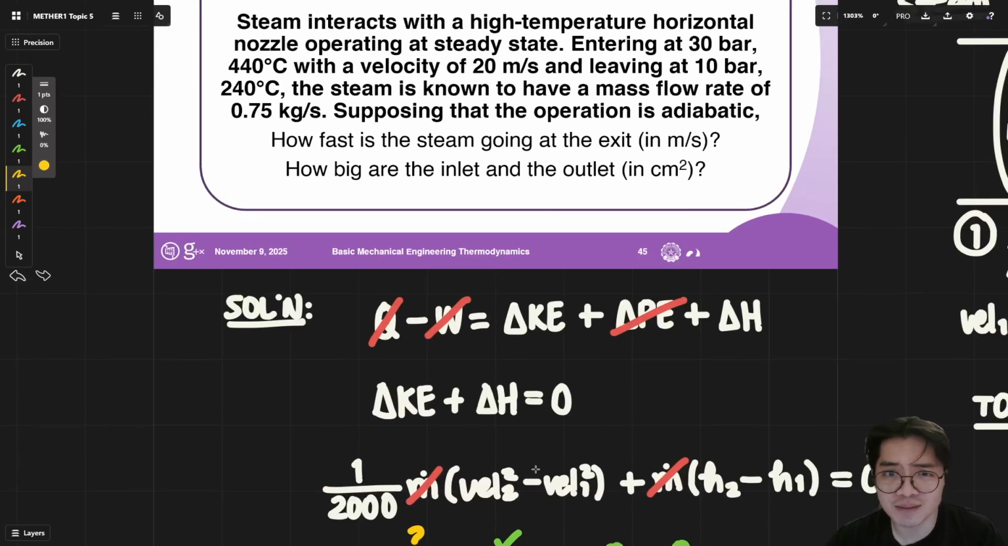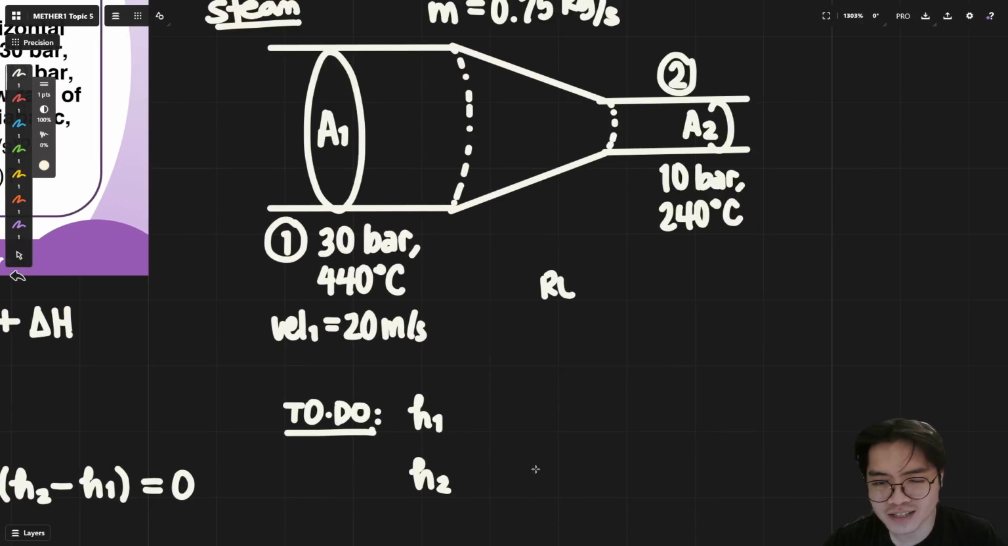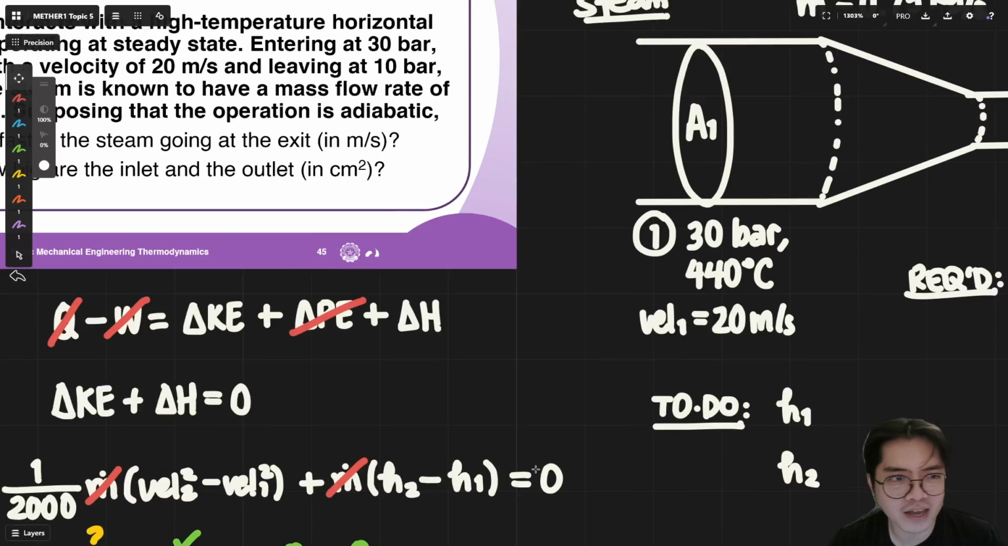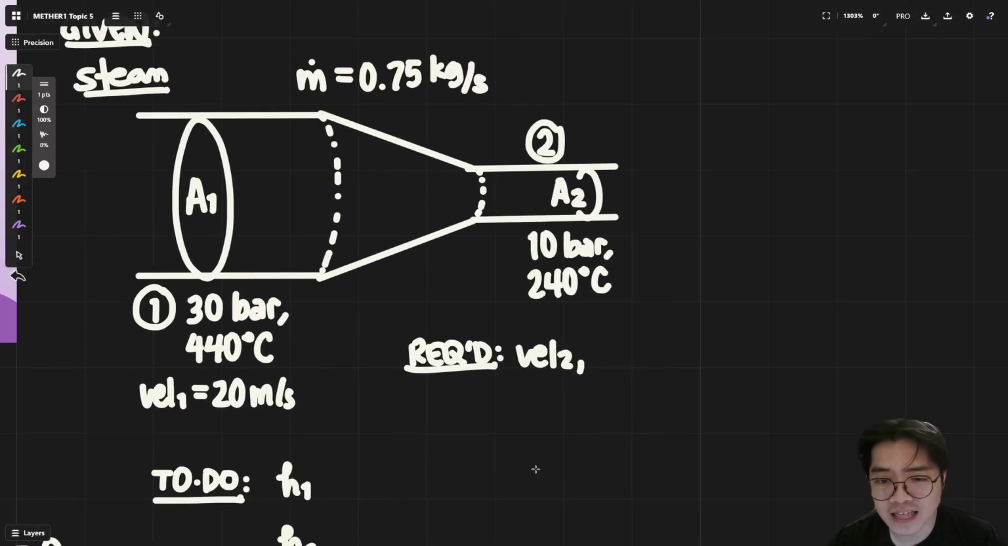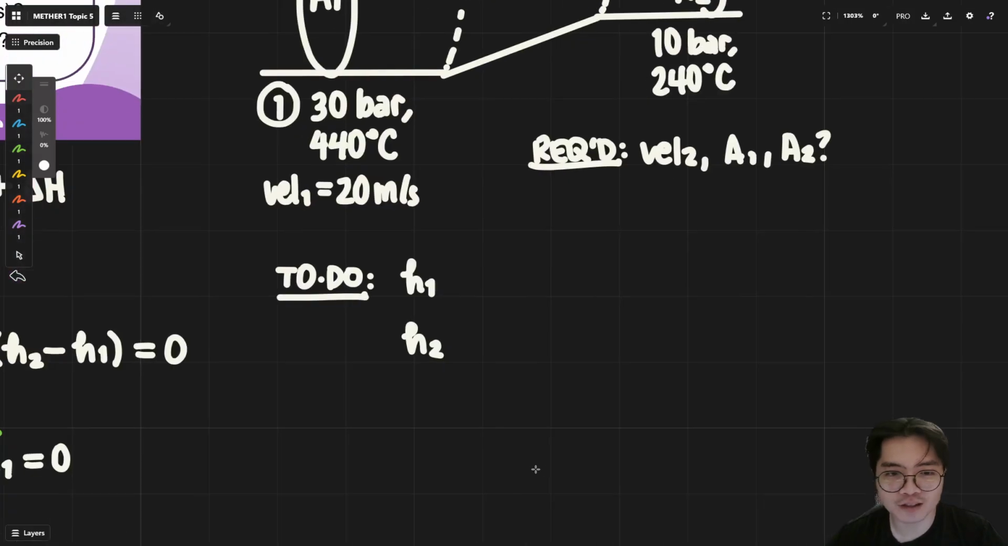Anyway, we can now solve for vel2. How fast is the steam going at the exit? Required is vel2, which is now something that we can solve for. And then, how big are the inlet and the outlet? So A1 and then A2. Okay. So now, let's try and solve for vel2.